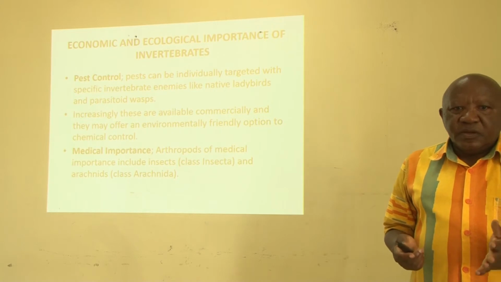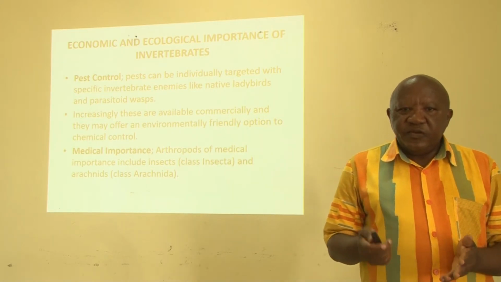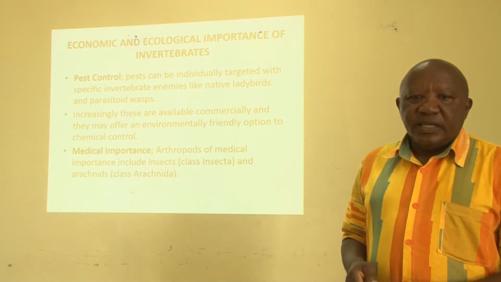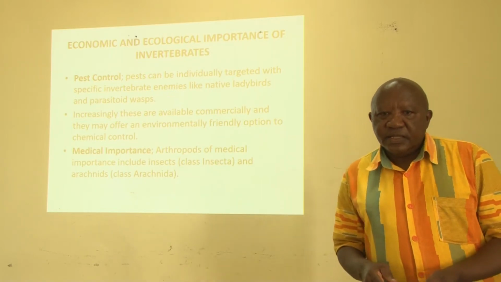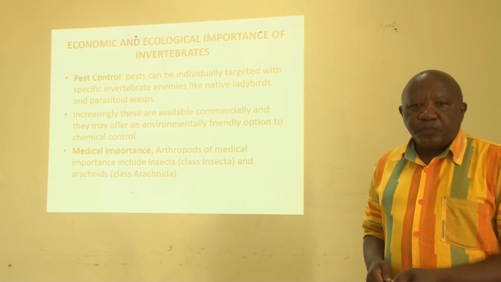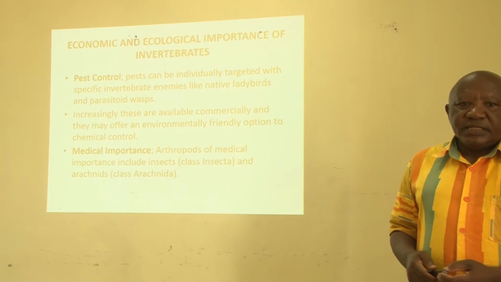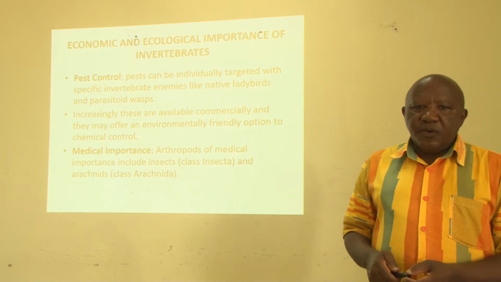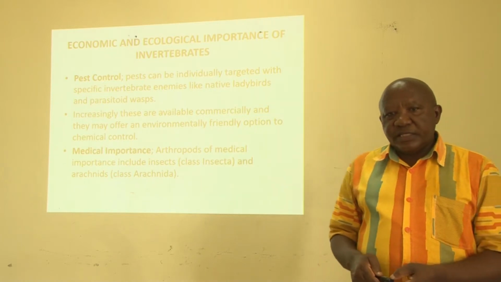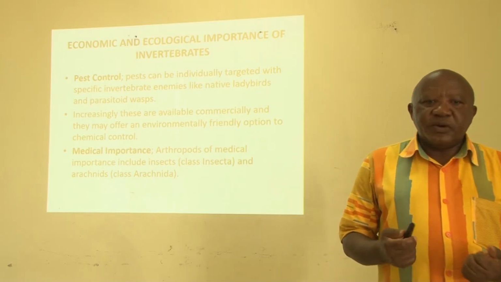In pest control, pests can be individually targeted with specific invertebrates, natural enemies like native ladybirds and parasitoid wasps. Increasingly, these are available commercially and they may offer an environmentally friendly option to chemical control.